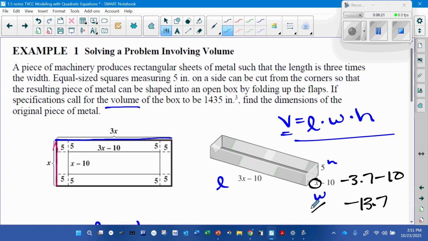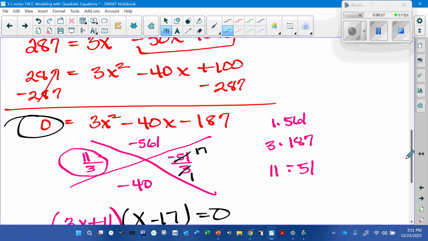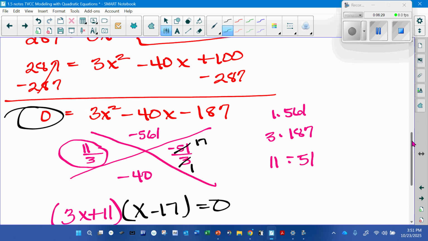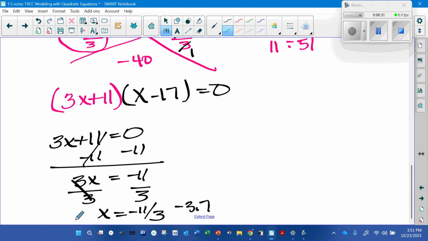That's not going to work because you cannot have a width that's negative length. Length can only be positive. So I know that this answer I just got, this one's not going to work. Okay, this answer is not going to work. But I've got this second piece.